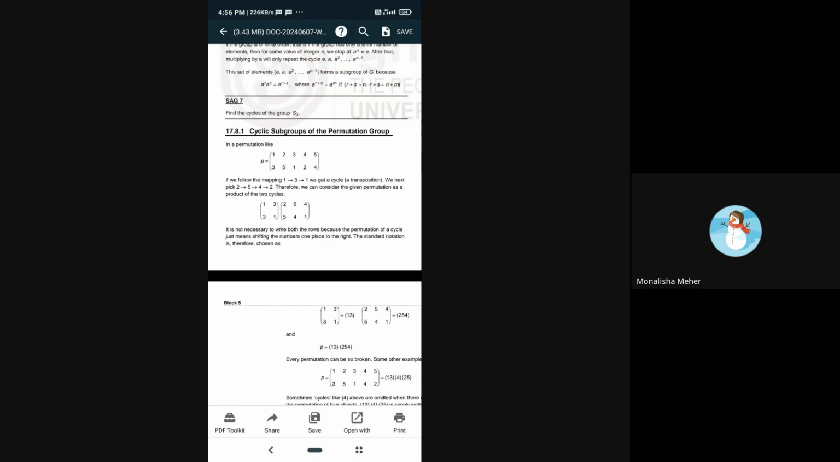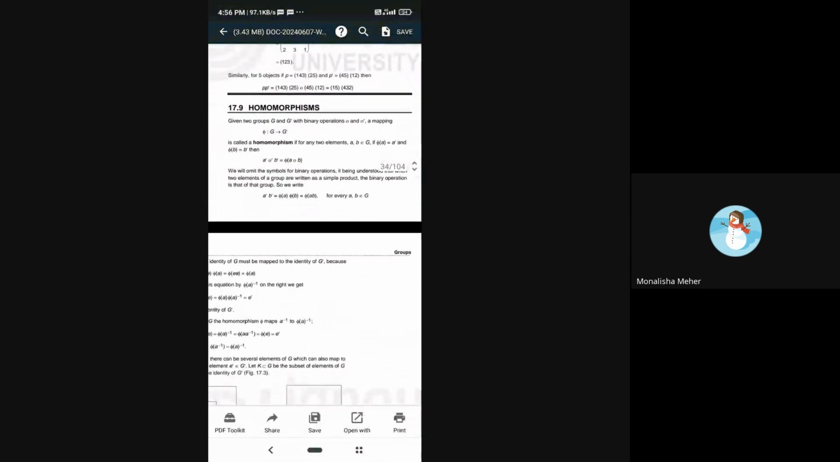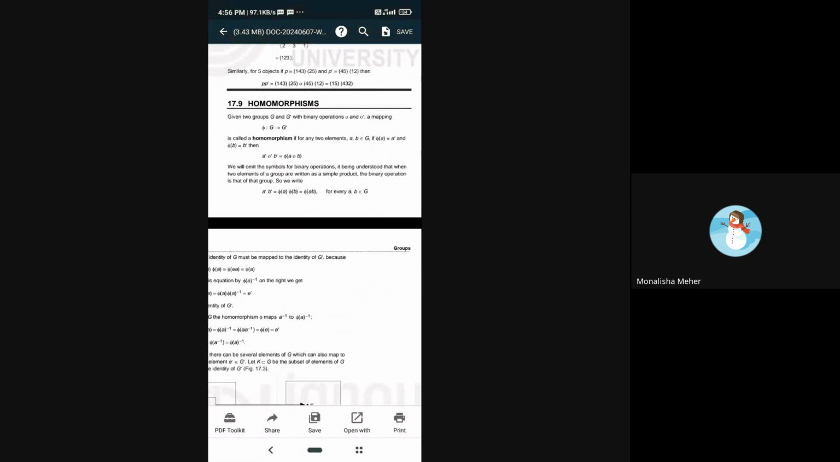So the permutations are like this, as shown on the screen. Then homomorphism, one of the important concepts. Given two groups G and G dash with binary operations O and O dash, a mapping phi from G into G dash is called a homomorphism if for any two elements A, B belonging to G, if phi A is equal to A dash and phi B is equal to B dash, then A dash O dash B dash is equal to phi of A O B.